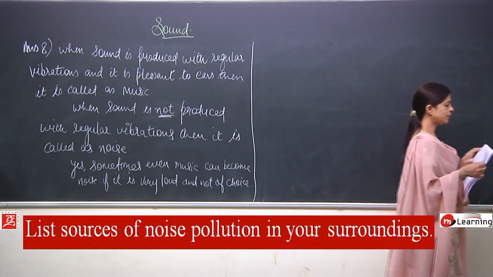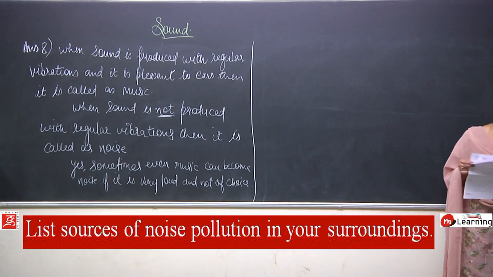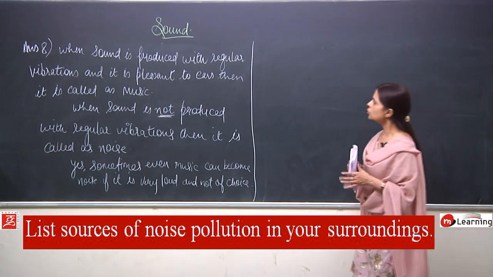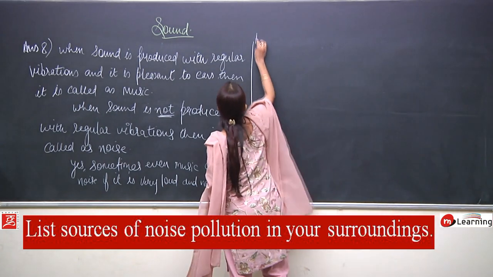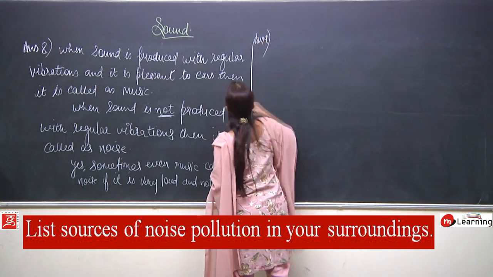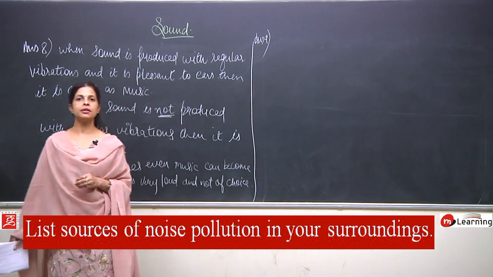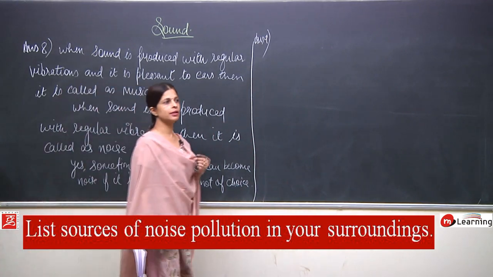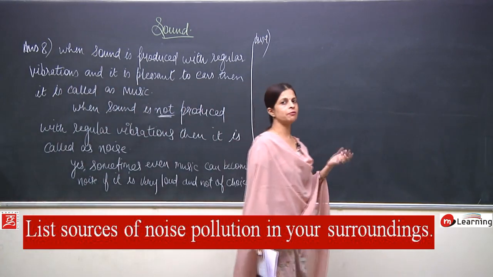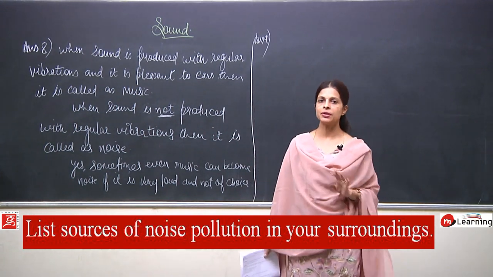Okay, write down the sources of noise pollution in your surrounding. So, answer number 9. What are the sources of noise pollution? It can be machines like generators, boring machines, any kind of machine, the sound of the machines.